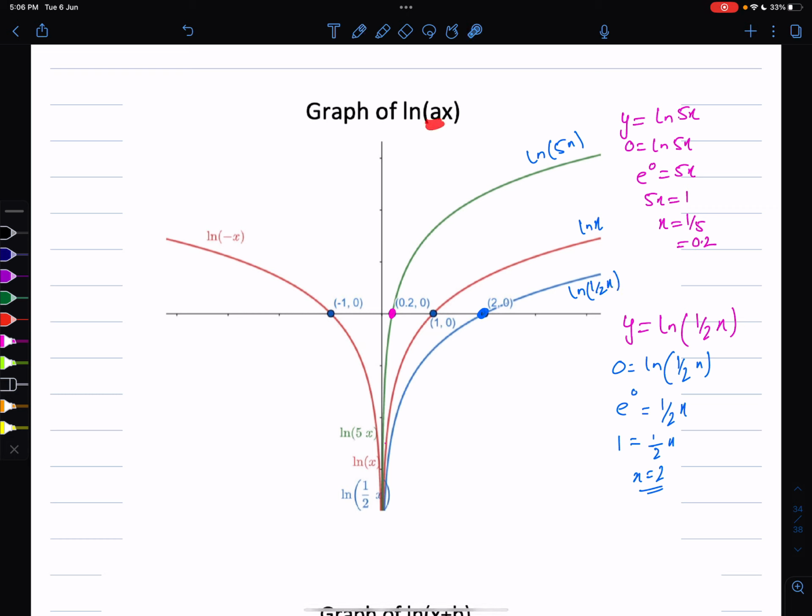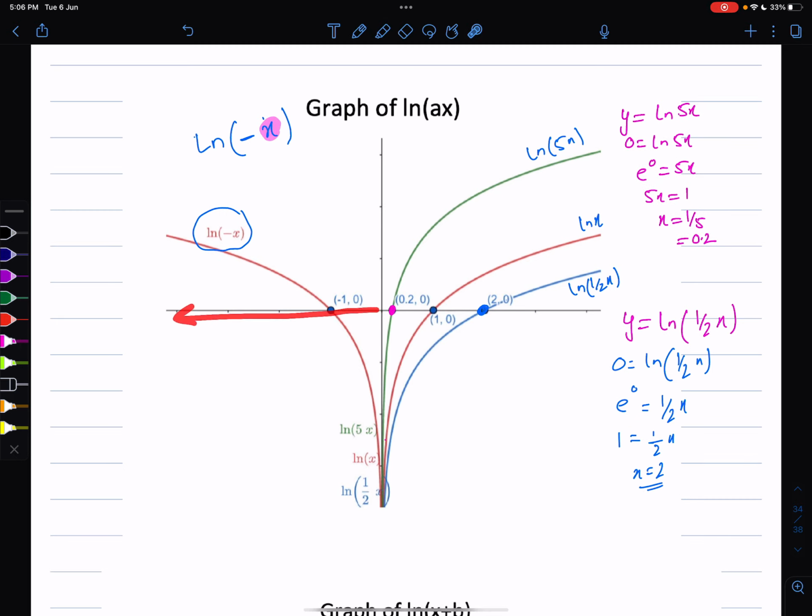So as the a value reduces down, the x-intercepts get further and further away. Now the equation over here is ln of minus x. I just mentioned that log of a negative number is not defined. So for us to have a graph of ln of minus x, the x value must be negative. That is why the graph only exists towards the left-hand side.